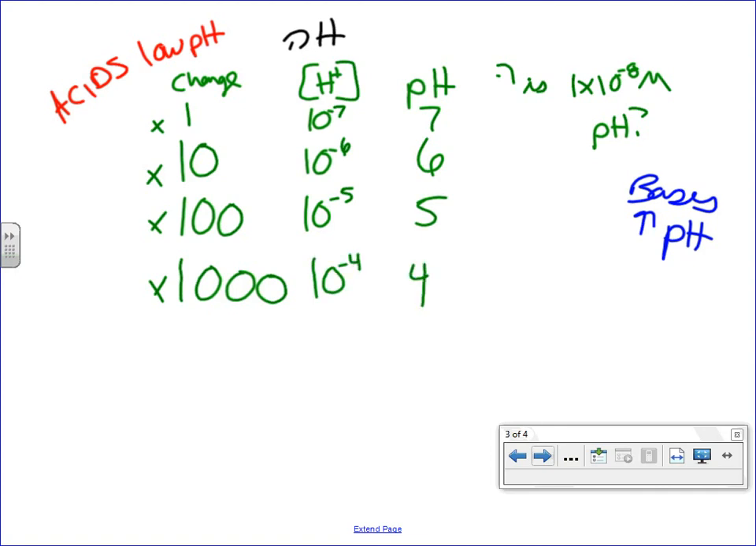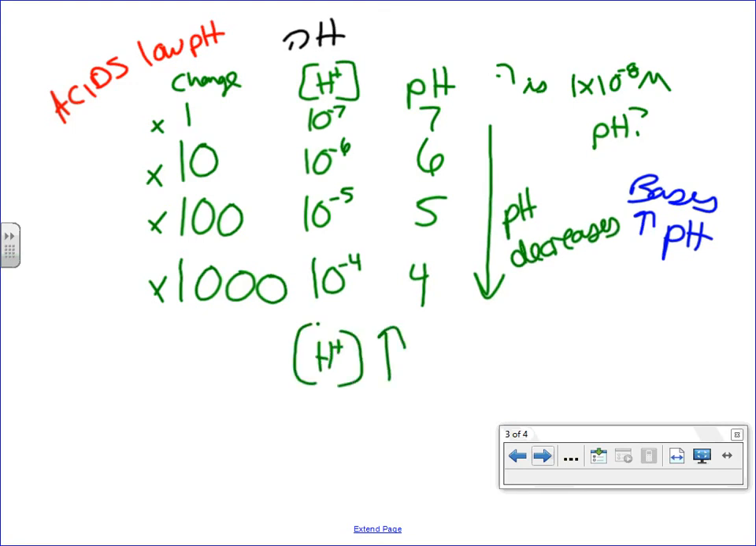So my pH here is decreasing as my H plus is increasing. Okay, remember that 10 to the negative seventh is a tiny number. 10 to the negative fourth is bigger by 1,000 times. So as my H plus concentration increases, it becomes more acidic, and my pH goes down. Okay, so each factor of 10 is going to be one step in pH. Make sure you keep that straight, and when you see those questions, take your time.